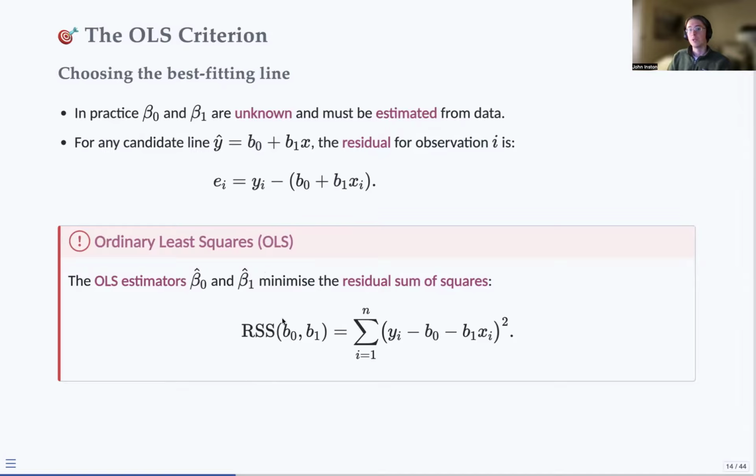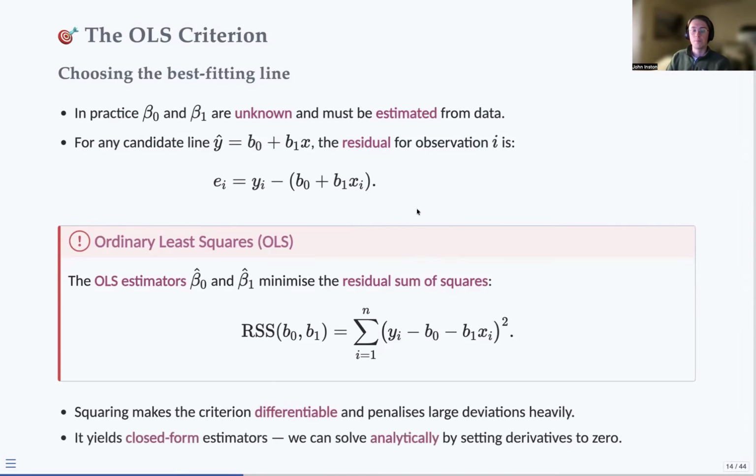And we could do that by iterating and doing a brute force search. You could choose multiple different B0s along a range of values and then multiple values of B1, and just brute force compute them and find the minimum. But thankfully, there are many different options we could choose for this loss function, this measure of fit.